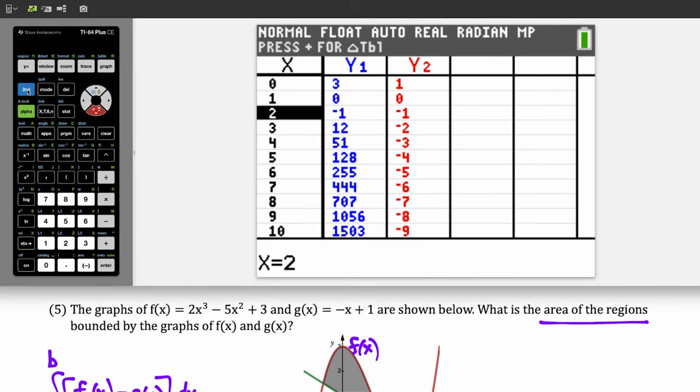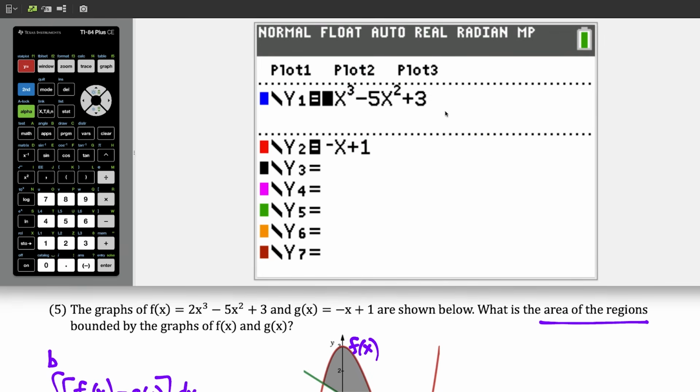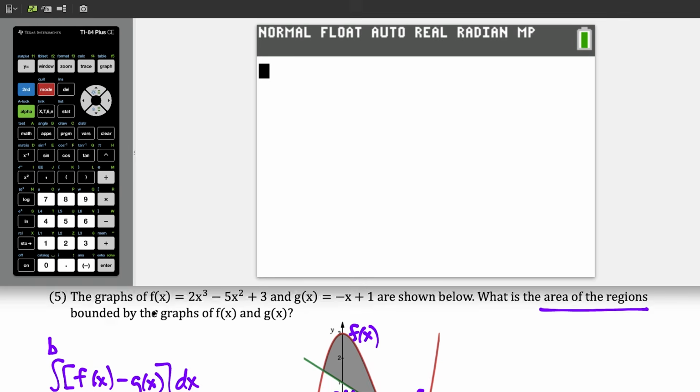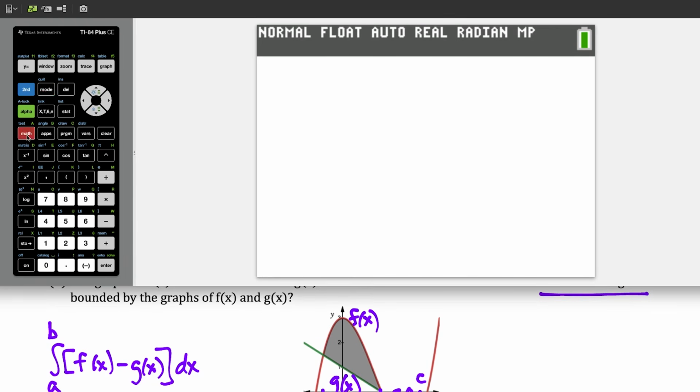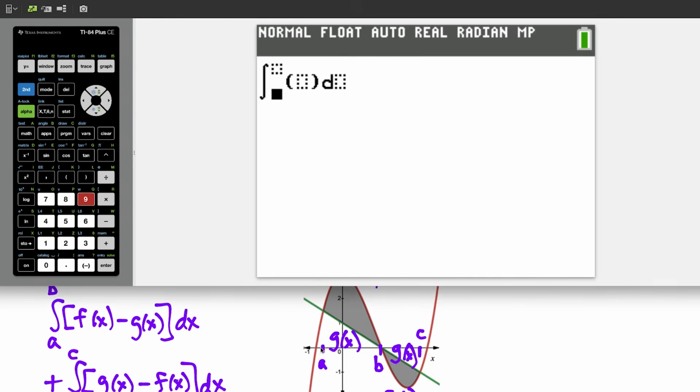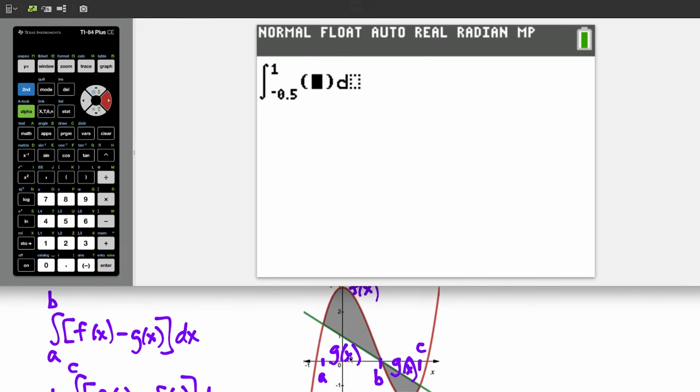So if we go back to the main screen now, remember f of x we typed in the y1 spot and g of x we typed in the y2 spot. I could go back to the main screen and now I'm going to do math 9 and I have the integral from a to b. But remember, our intersection point, our first one was at -0.5. So we have -0.5 and the region ended at x equals 1. And what we have is for the first region, it's f of x minus g of x.